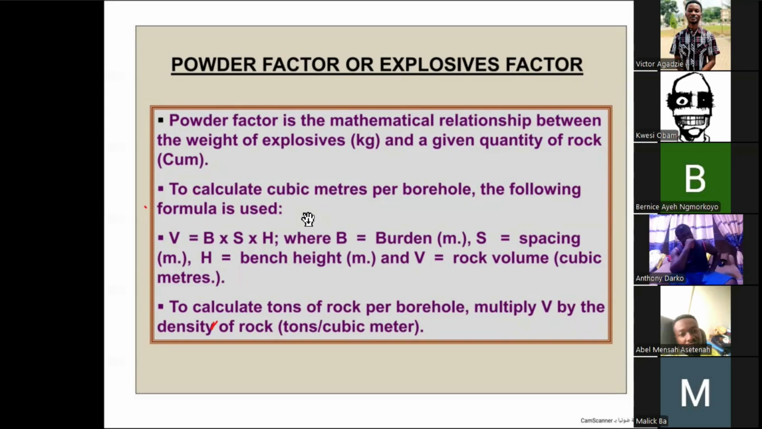If you want the powder factor, it is simply the 140 kilograms that you have pumped divided by the volume of the formation that will be blasted. The volume of the formation that will be blasted is simply the burden multiplied by the spacing, then multiplied by the bench height. So it will give you, let me draw something.